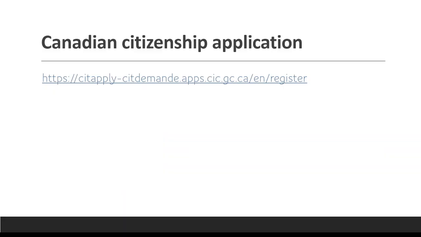So first, the Canadian citizenship application. Click this link. You can also Google search the Canadian citizenship online application, or you go to the IRCC website and they will direct you to those links. Later on, I'll show you the general page for those online applications. But now I'm talking about the specific, major or frequently used accounts or links for those online applications.